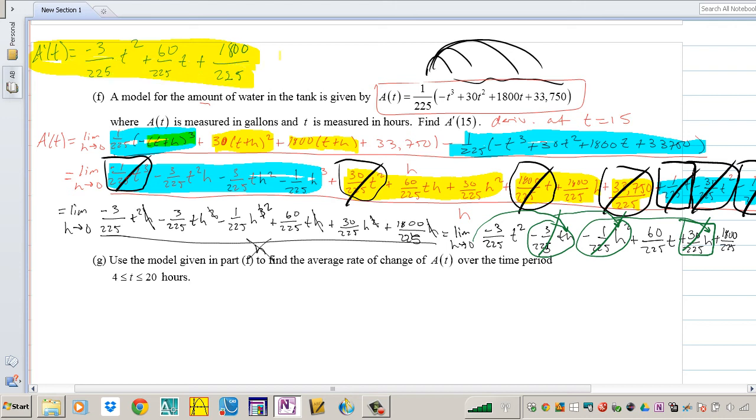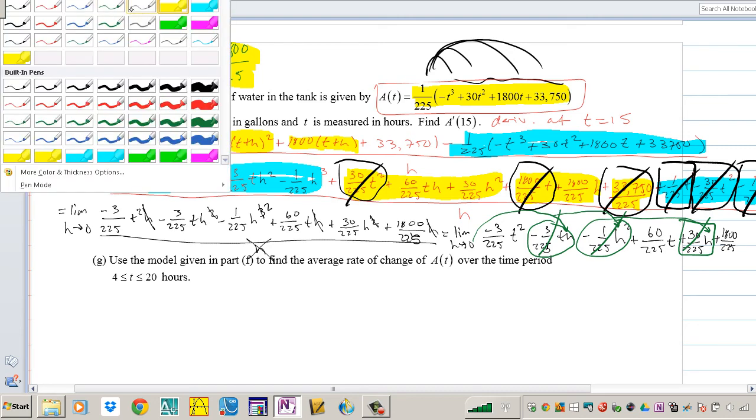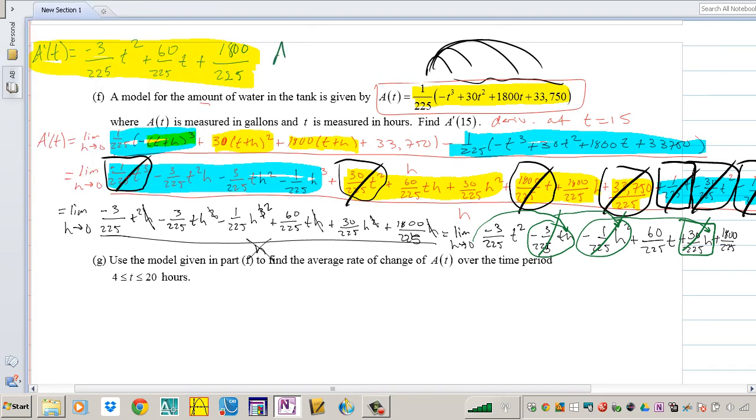Now notice this is a cubic function, and the derivative of a cubic is a quadratic. So I have a quadratic equation now, so I know I did something right. All we have to do now is plug in the 15. Don't forget about the A prime of 15 that we were originally going to do. The answer is 9.